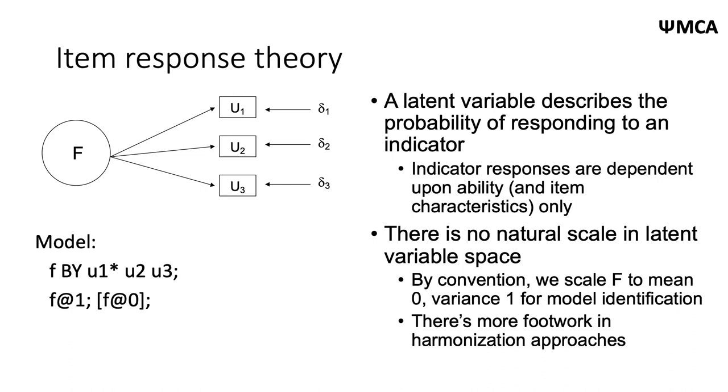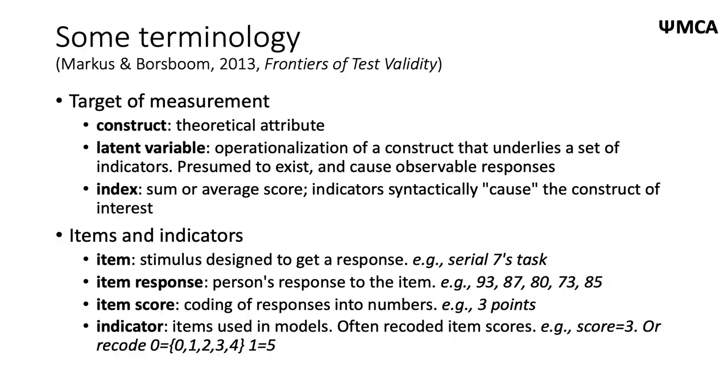Just a quick note here. Obviously in the real world, when we're in these boxes, we have actual scales. Like, a 10-word list, you can have scores on a 0 to 10 scale. In latent variable space, there is no natural scale. By convention, we tend to scale our latent variable to have a mean of 0 and a variance of 1. And there's a little more footwork that we do when we use our latent variable methods for harmonization approaches, just to give you a preview.